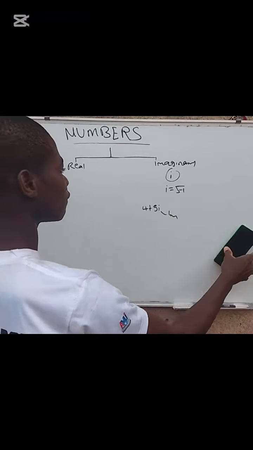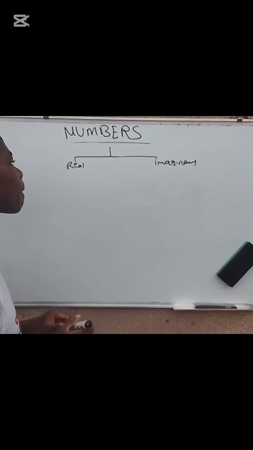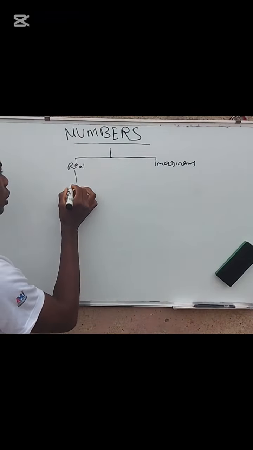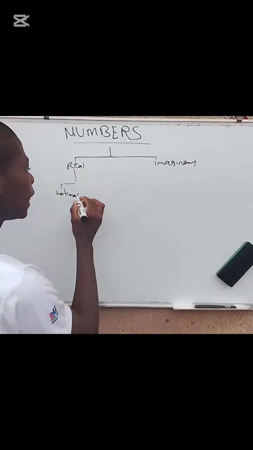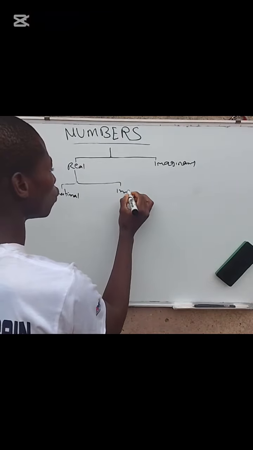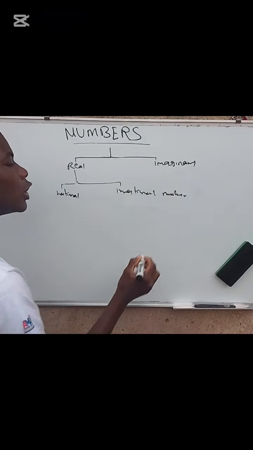So therefore, what are real numbers? In real numbers, we have rational and irrational numbers. So first we have rational numbers, and therefore we have irrational numbers.